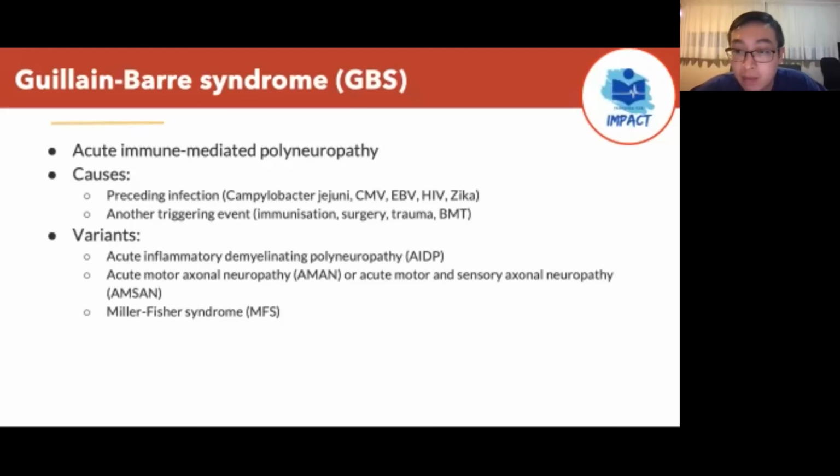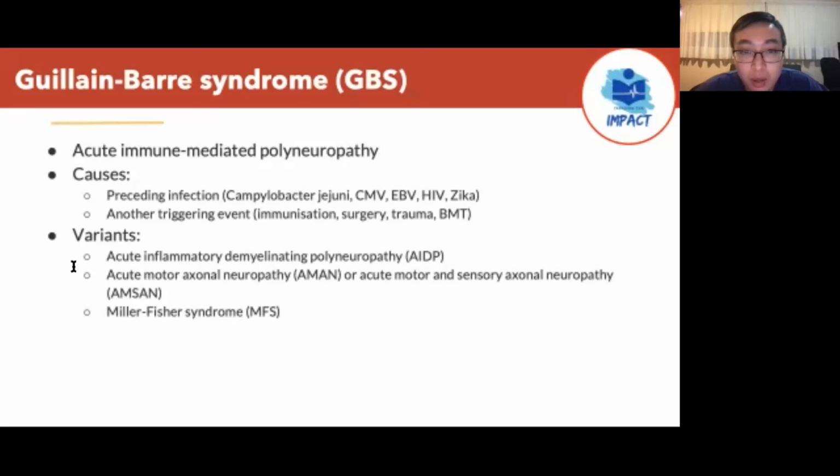Or the immune response can be directed against the axon of the peripheral nerve, so resulting in axonal forms of GBS. And the two most common axonal forms of GBS are acute motor axonal neuropathy, or AMAN, and acute motor and sensory axonal neuropathy, or AMSAN.